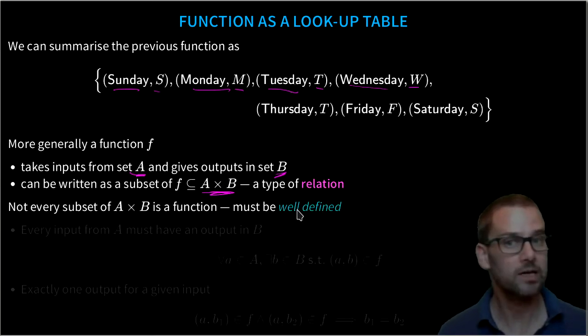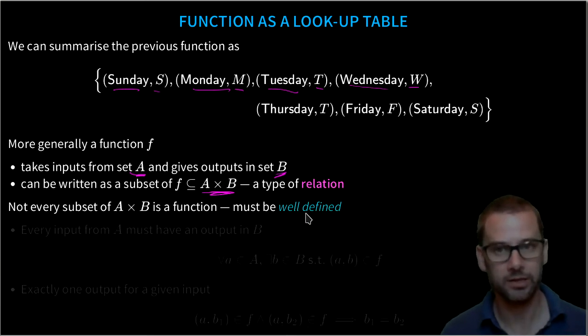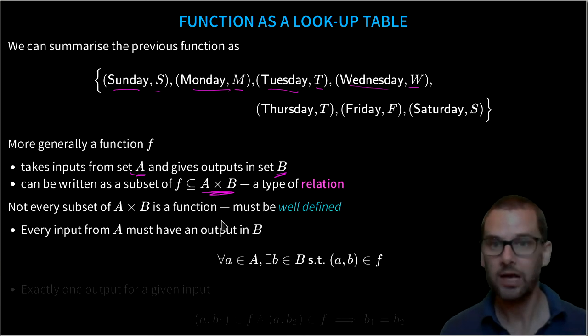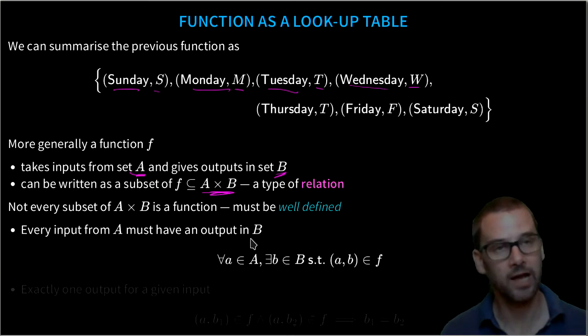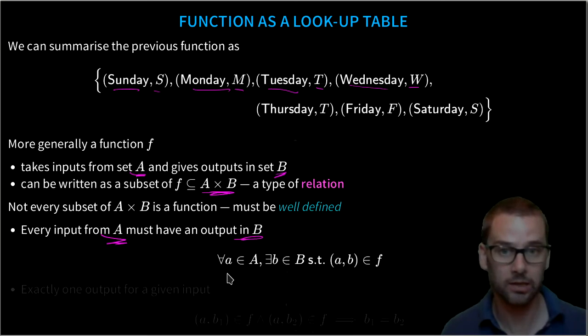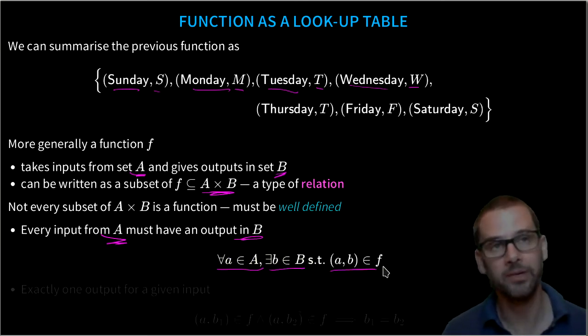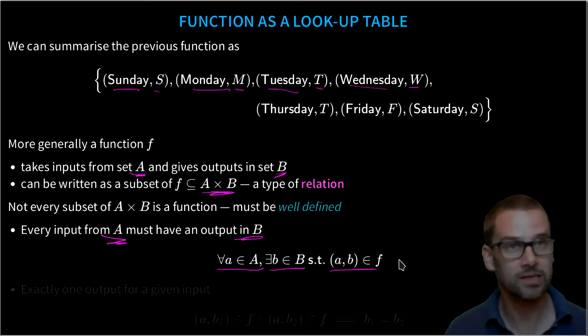So we need an extra few conditions here. The first thing is, every input from A has to have an output in B. I tell you, hey, I can take anything from A and do stuff to it to give you a result, then every input in A has to have some output in B. So to write that symbolically: for all a in A, there exists b in B, so that (a, b) is in my function, in this subset of the Cartesian product.